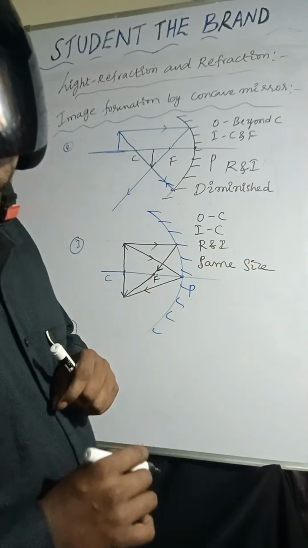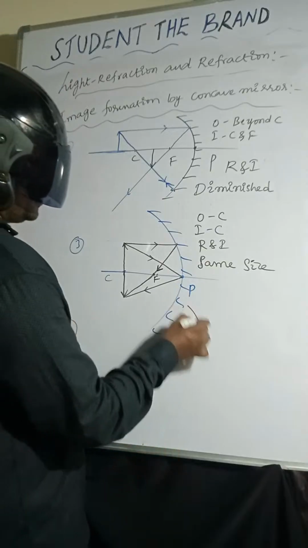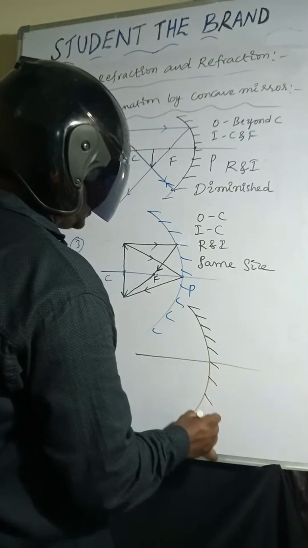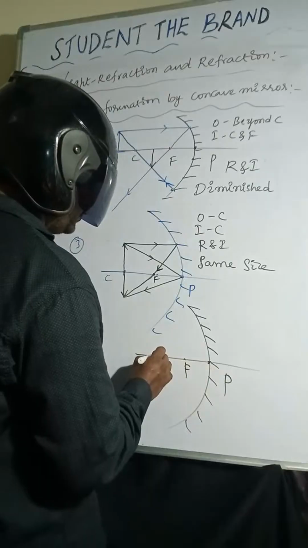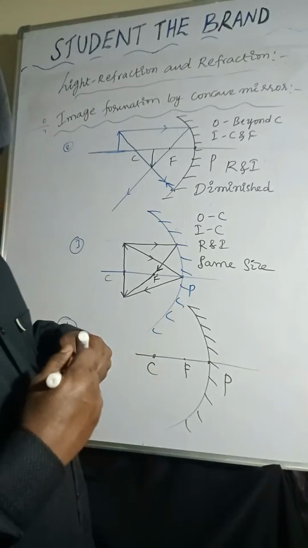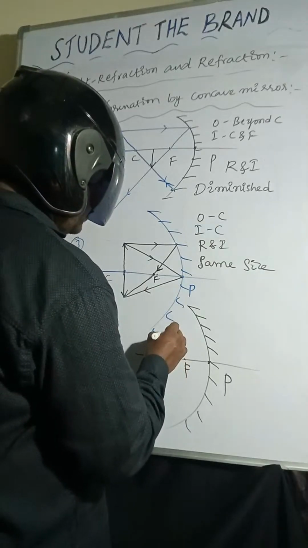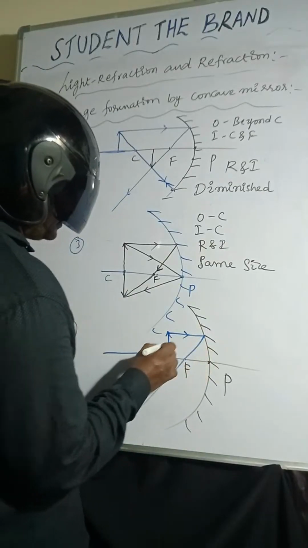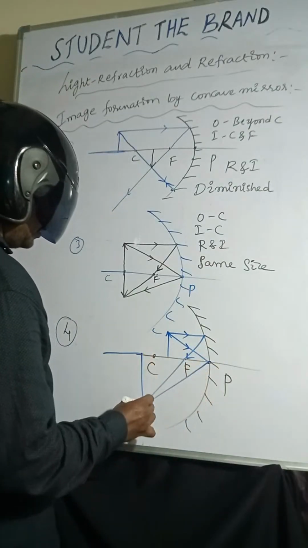Here you can see, object is placed between C and F. One light ray I am taking like this. After reflection it passes through focus. Another light ray is incident at the pole, so it reflects back here. Image will form here.